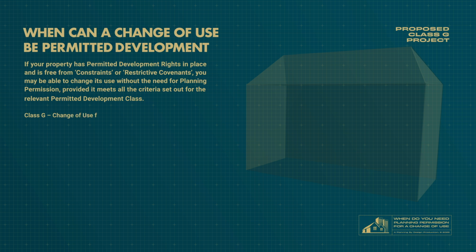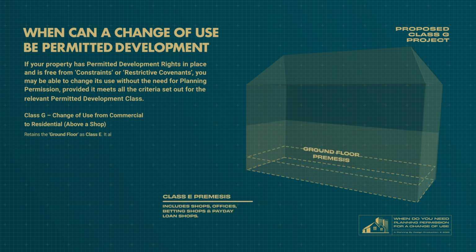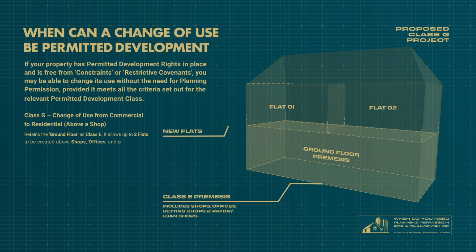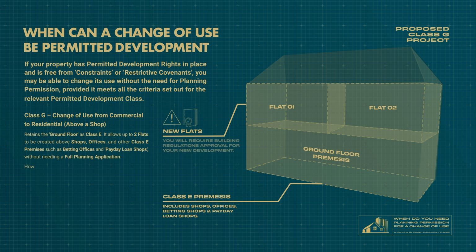Class G, change of use from commercial to residential, above a shop, retains the ground floor as Class E. It allows up to 2 flats to be created above shops, offices, and other Class E premises such as betting offices and payday loan shops, without needing a full planning application. However, building regulations approval is still required to ensure the new flats meet all safety and quality standards.